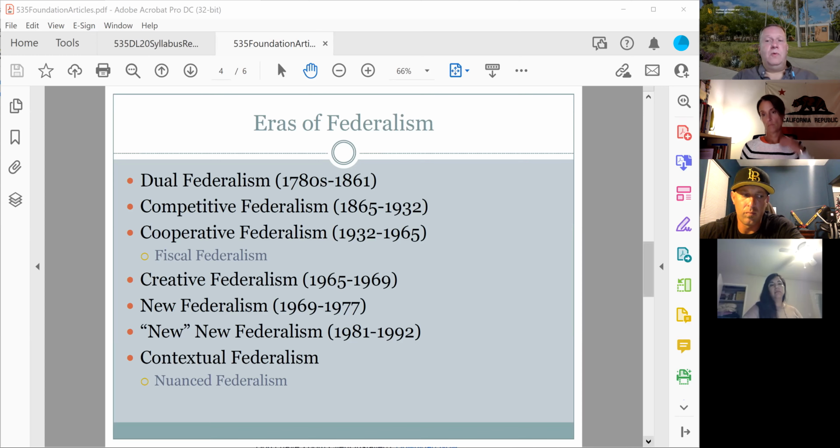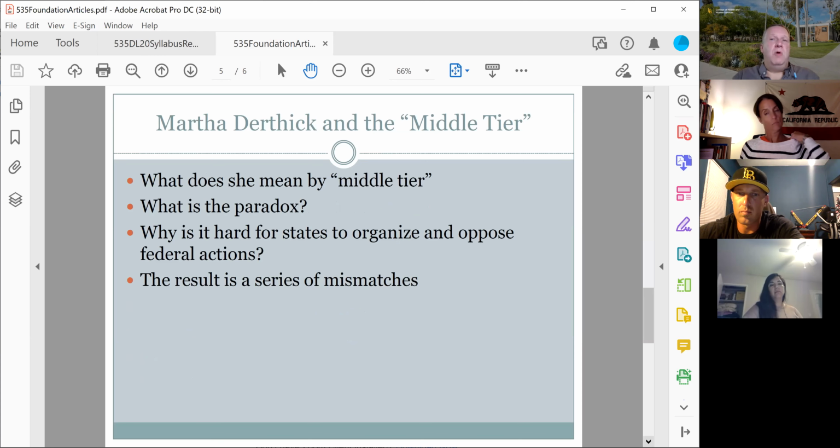But again, Grodzins would tell us that there never really was dual federalism. Most federalism scholars will say, yes, there was dual federalism and there was a coordinate authority approach earlier on in the late 1700s and throughout most of the 1800s.